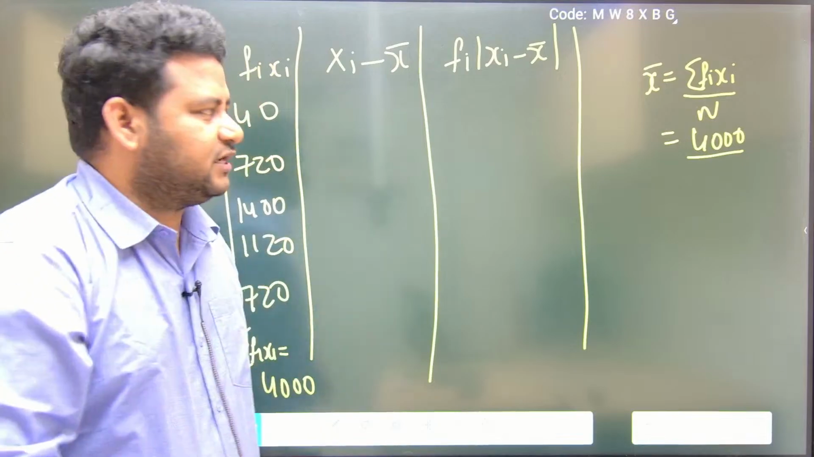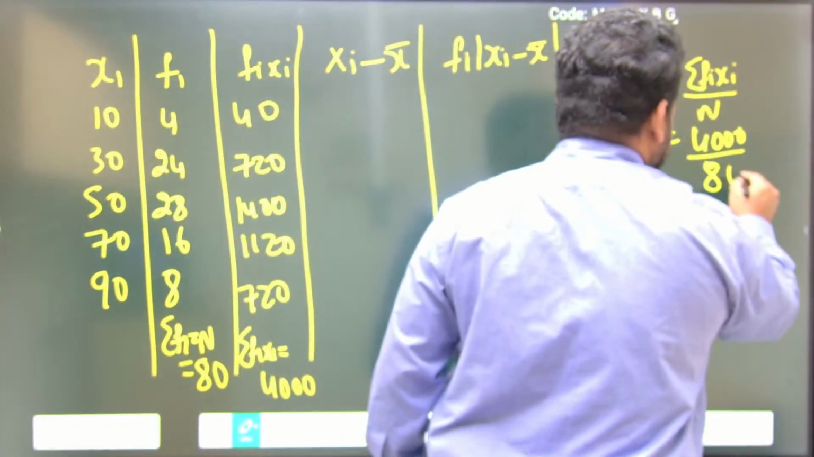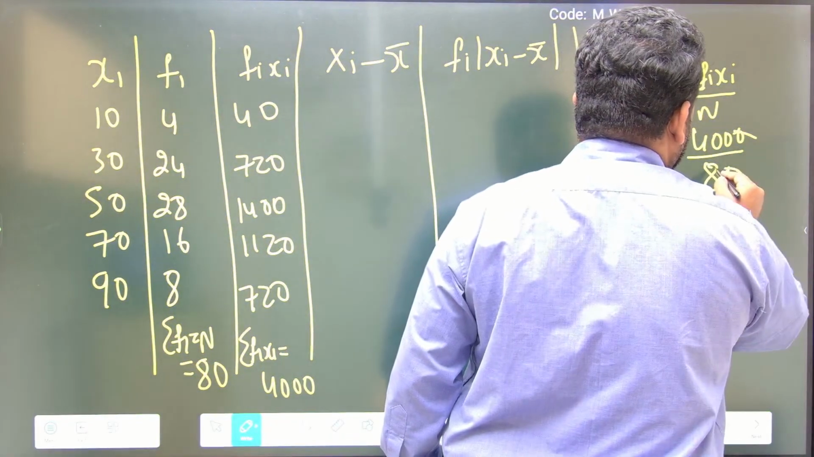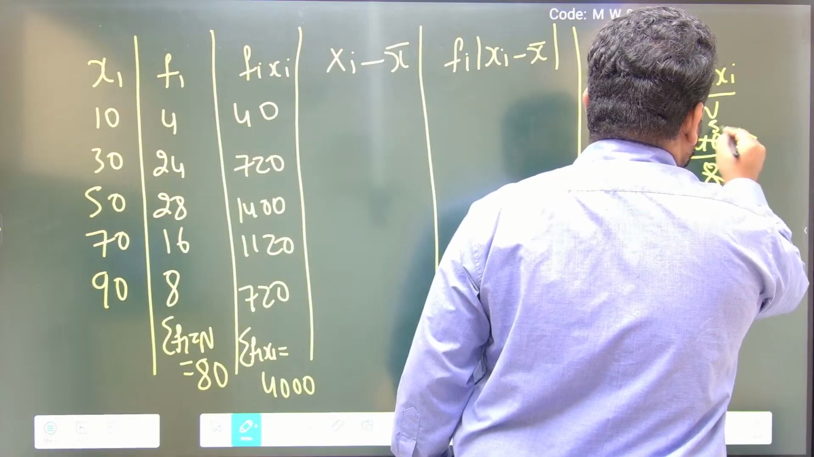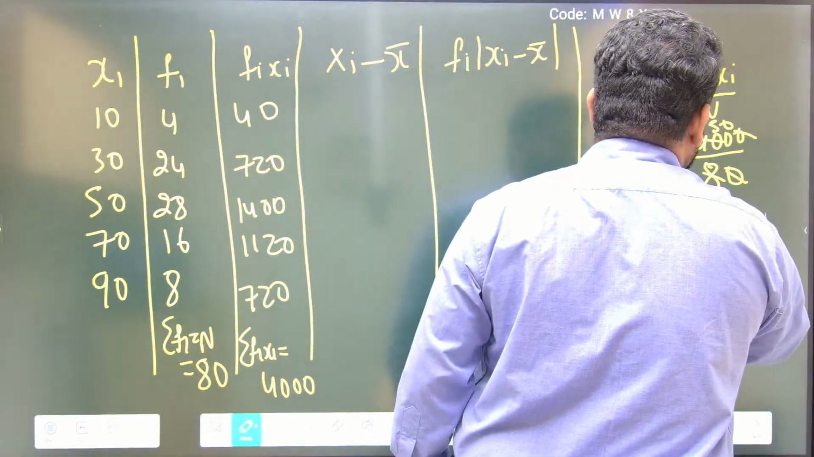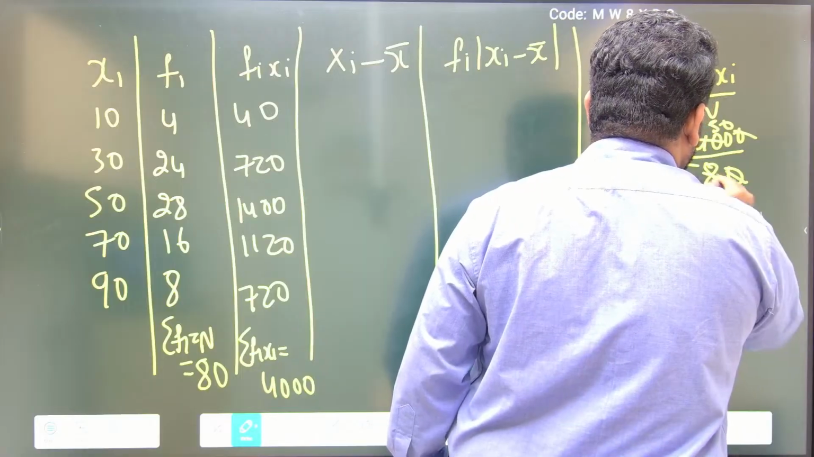N, the value we got is 80. What I can do, this will be 0 0, this will be 8 1s, this is 8 5s. We will get x bar equal to 50. Okay, x bar we got as equal to what?